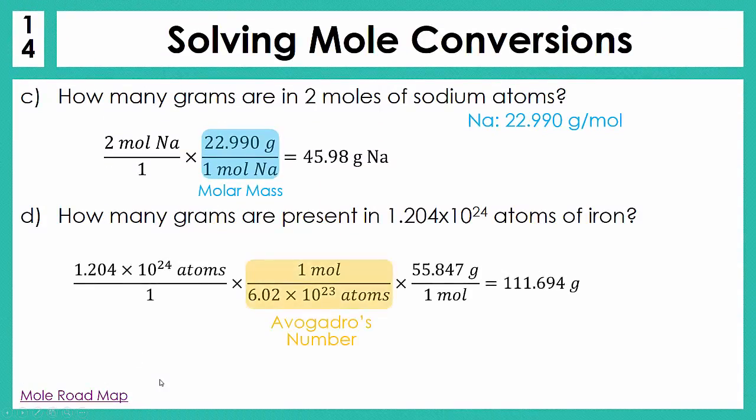So I start with Avogadro's number to convert atoms into moles, and then I use molar mass in order to convert moles into grams. So I have more than a mole. A mole would be times 10 to the 23rd, so this is more than a mole. So I expect to have more than 55.84 grams, because that's the mass of 1 mole.